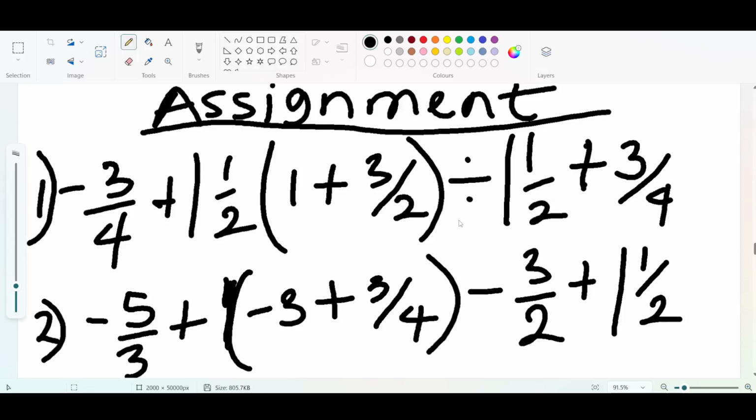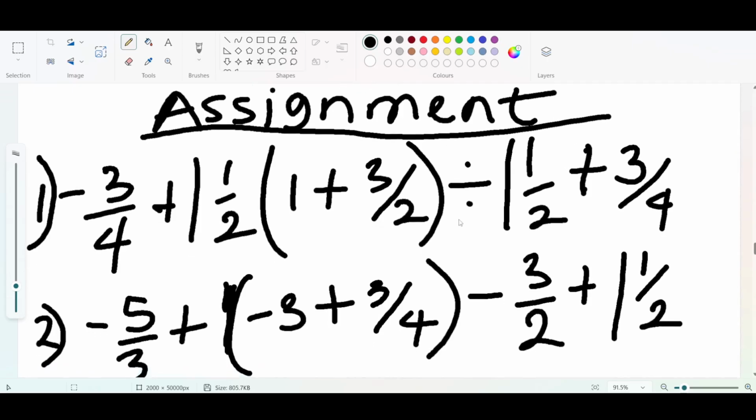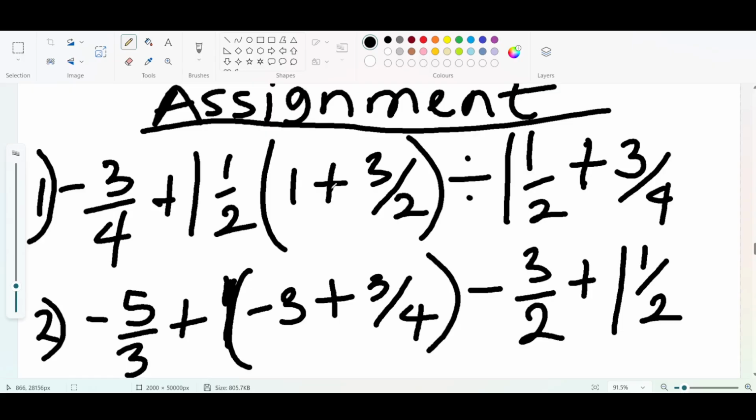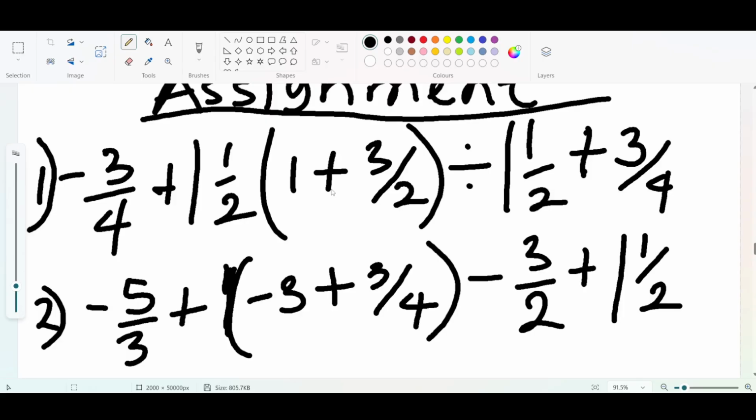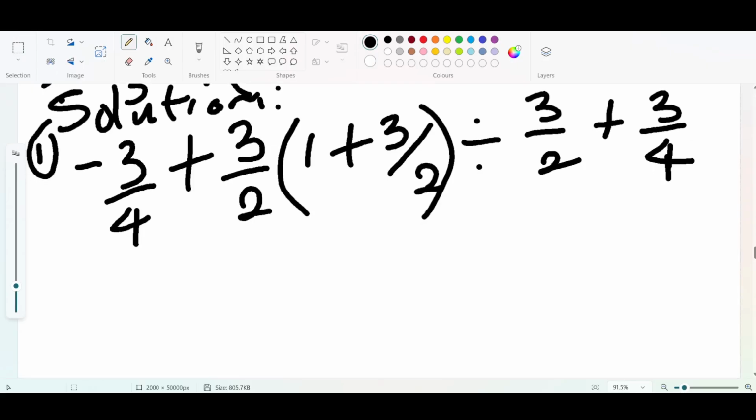Hello, good evening. Today we want to look at the solutions to the assignments given last time. We'll start by solving this problem. Let's look at question 1.